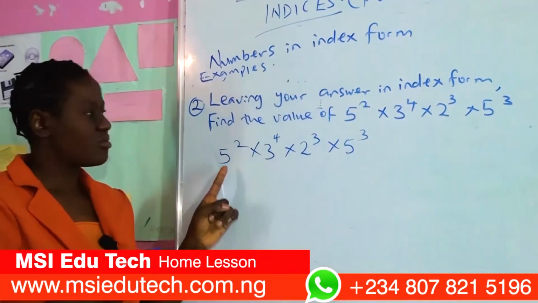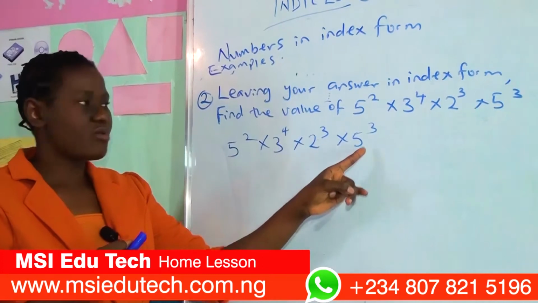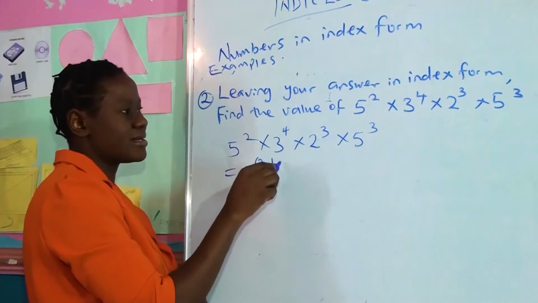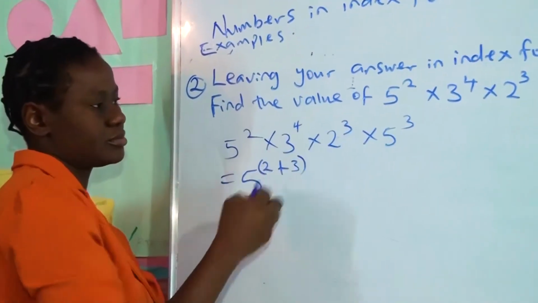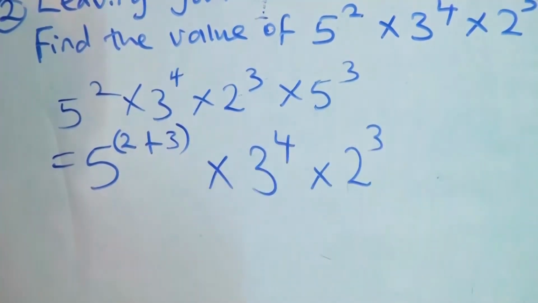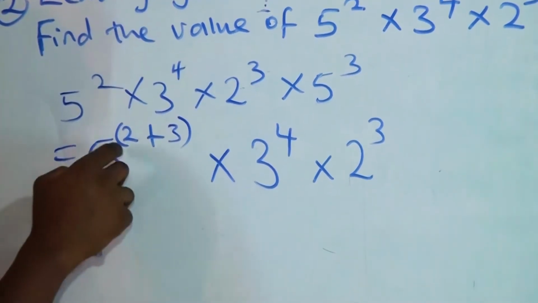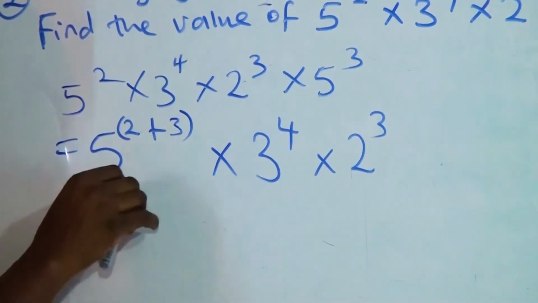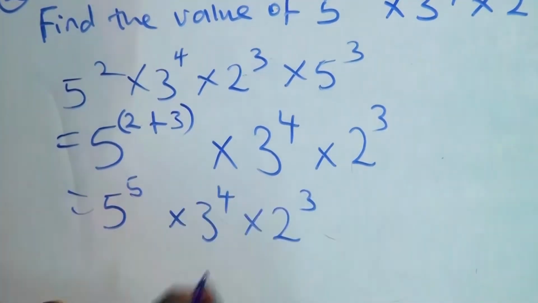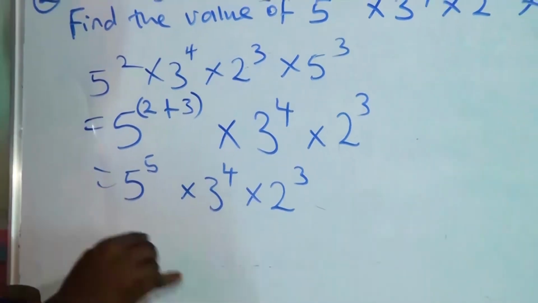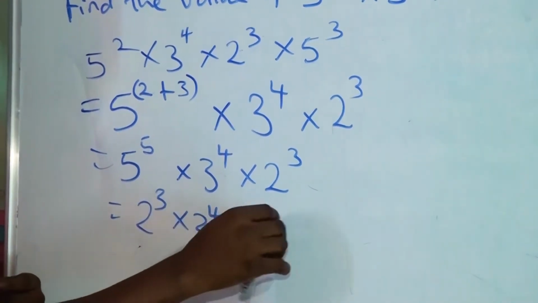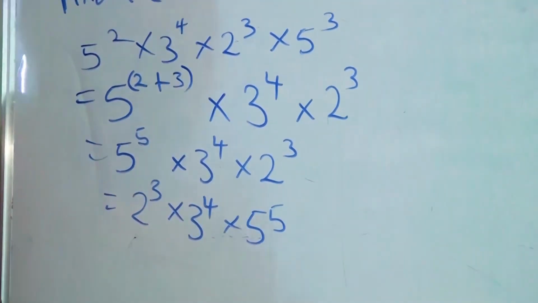This is 5 raised to power 2, we have another 5 raised to power 3. So we come here to say 5 raised to power 2 plus 3 times 3 raised to power 4 times 2 raised to power 3. So 2 plus 3 is 5. So 5 raised to power 5 times 3 raised to power 4 times 2 raised to power 3. We could bring it from the smallest to the biggest, which becomes 2 raised to power 3 times 3 raised to power 4 times 5 raised to power 5. I hope you got that.